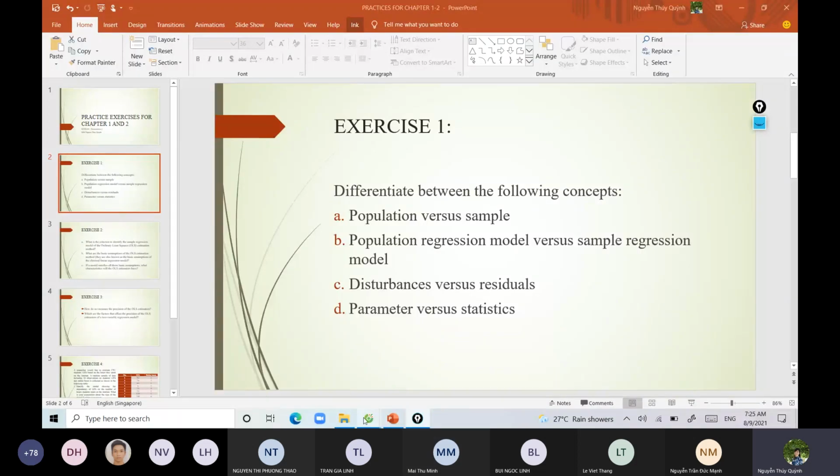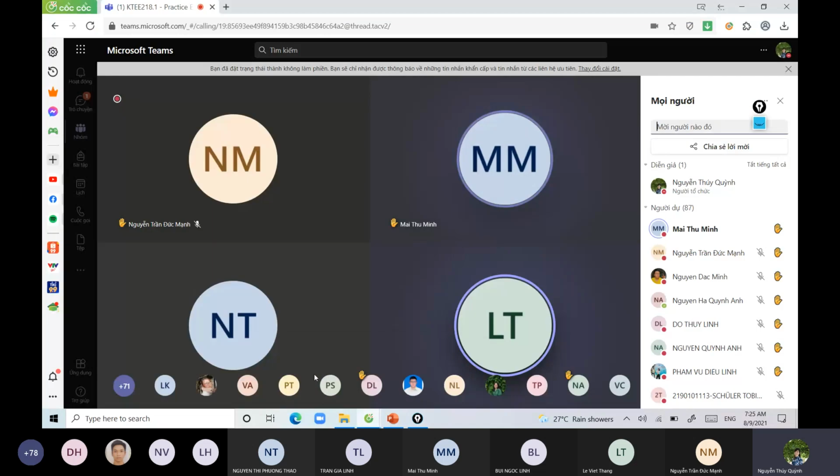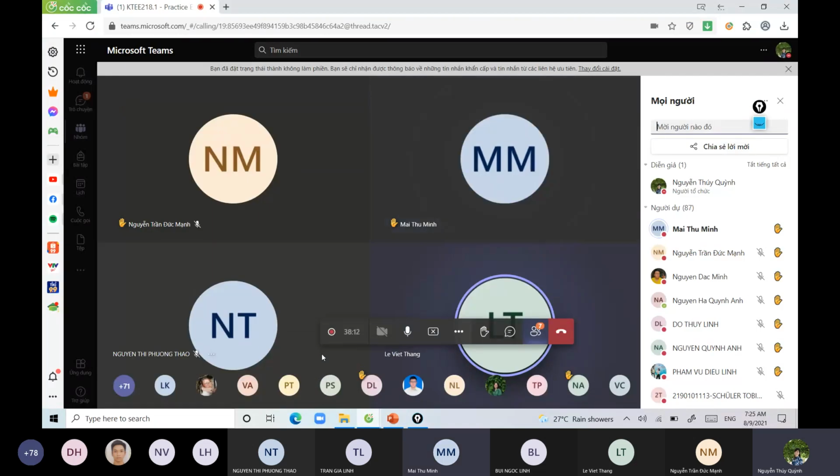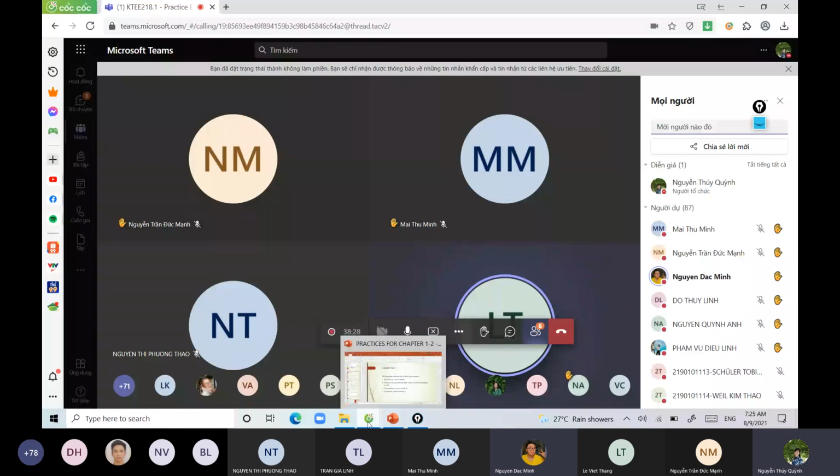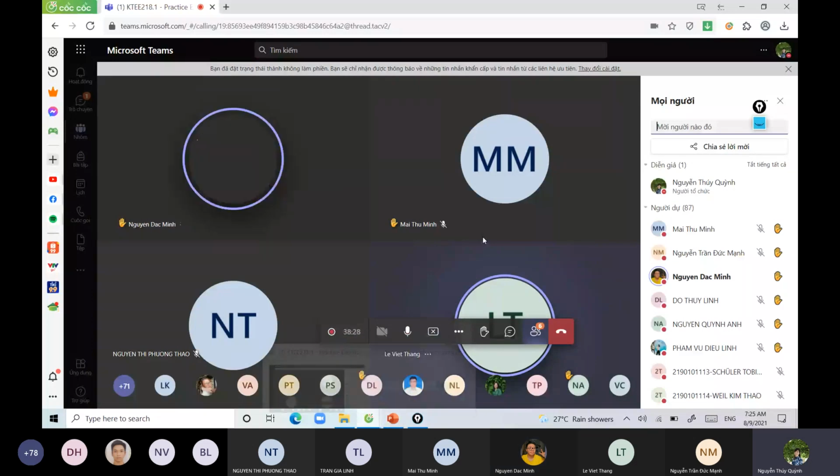Okay, right. So anyone who can help to answer these questions? The parameter in the statistic. No. The difference between disturbance and residuals.